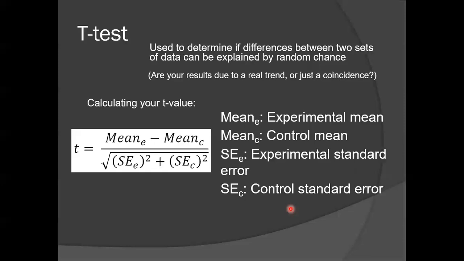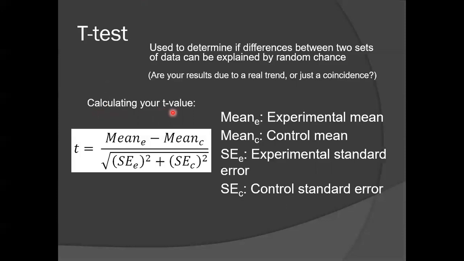The next statistical analysis that you will perform is a t-test. A t-test is used to determine if the differences between 2 sets of data can be explained by random chance. Essentially, if you have a control and an experiment data set, are the differences in the results due to a real trend, or are they just due to random coincidence?